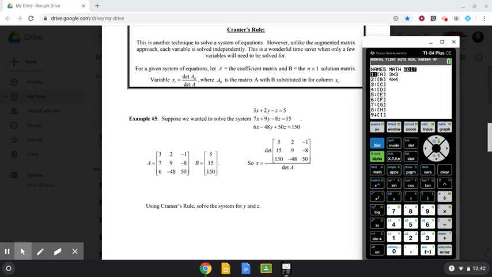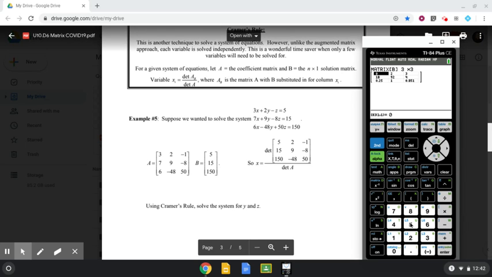Under the edit menu, choose matrix B, and you're going to tell it what this is going to be. Since it's going to be the same size as matrix A, a 3x3, that's what we're going to tell it for the number of rows and columns. The only thing is, because I'm solving for x first here, instead of putting in the coefficients of 3, 7, and 6, I'm going to put in that first column the solutions of those equations. So 5 would replace 3.